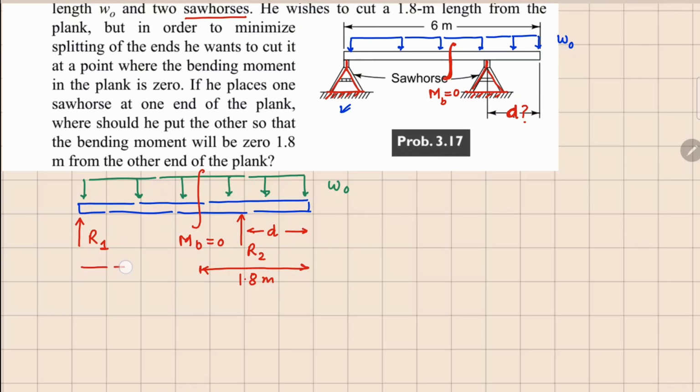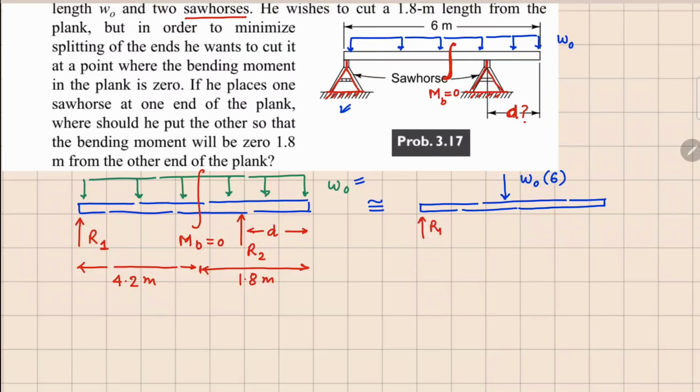If it is 1.8 meters from the other side, this is going to be 4.2 meters because your total beam is 6 meters. So let's try to get the value of these reaction forces. So I can draw this equivalent diagram for this. Now right at the center, W naught times 6 is going to be your equivalent force because of this distributed load. We have R1 here and we have R2 there. This distance is D and this one is 6 minus D.